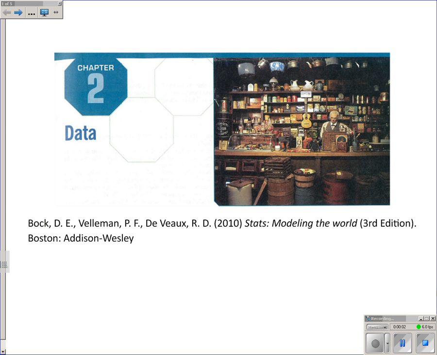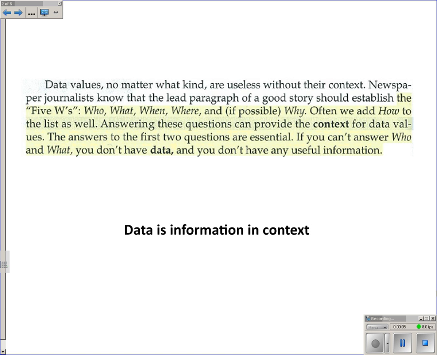Chapter 2 is all about data. Data is information in context. It can't just be a number. That number has to have a context. It has to have units. It needs to have a meaning, where it came from.